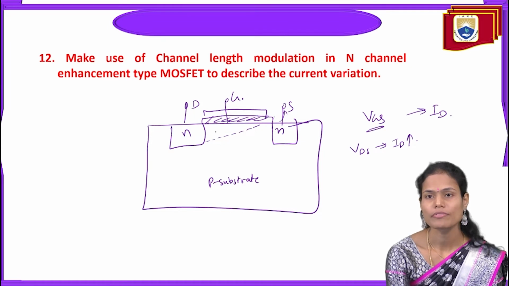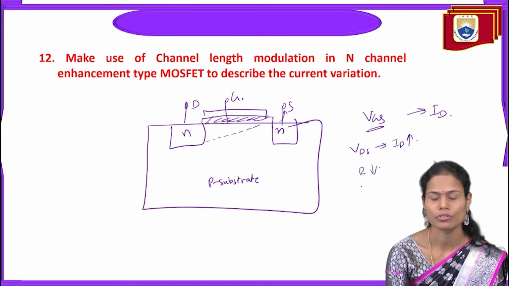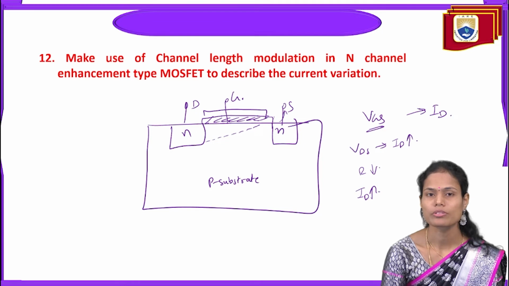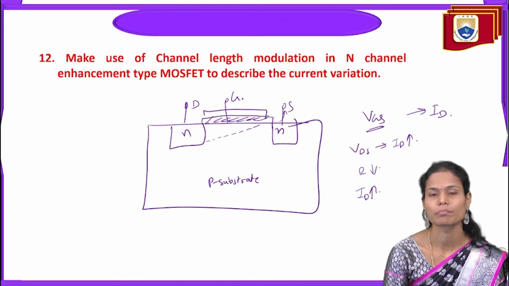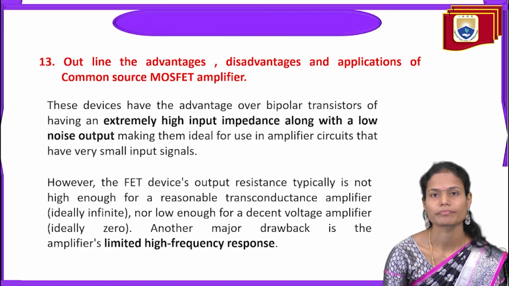So the resistance of the channel depends upon the length and width of the channel. Once the length of the channel decreases and the width increases, the resistance of the channel will decrease. Once the resistance of the channel decreases, the drain current will increase. So this particular concept we need to explain clearly by using relevant diagrams.